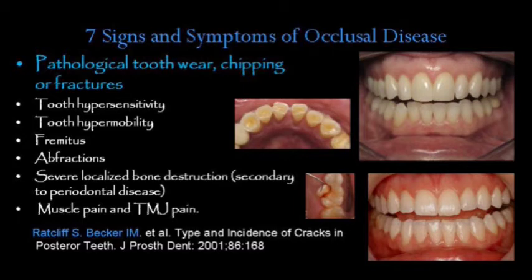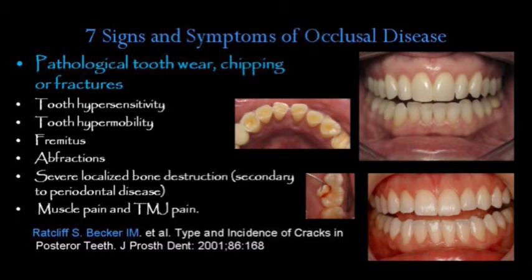So there are 7 signs and symptoms of occlusal disease. If the patient has any of these or suffers from any of these signs or symptoms, then they do have occlusal disease to a certain degree. And assessing these signs and symptoms is actually quite simple. So let's go over them, and you will see how uncomplicated this really is.